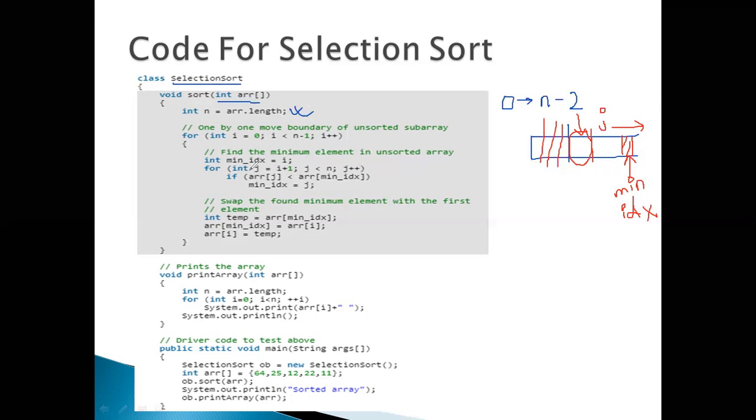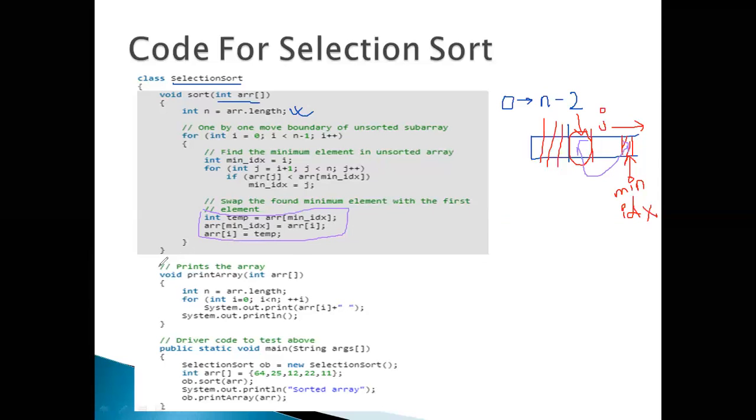And then when this loop is over, we swap the found minimum element with the first element. So we swap this and this. So these two elements get swapped. So we swap this one and this one. So we swap the minimum element with the first element. So int temp is equal to arr[min_index], arr[min_index] equal to arr[i], and arr[i] equal to temp. So this is the code for swapping.